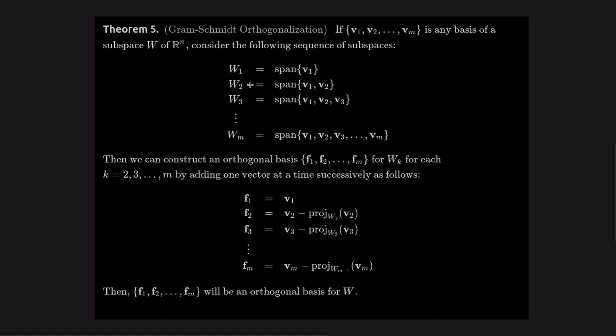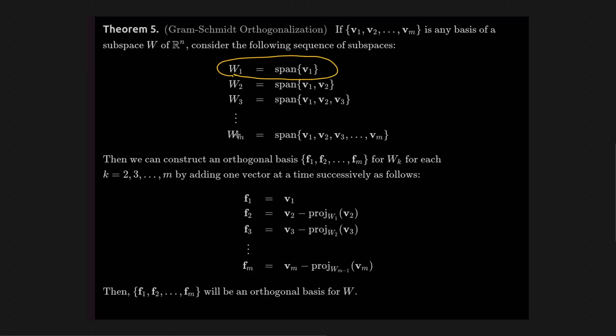What the Gram-Schmidt algorithm does is it takes any basis of a subspace, and from that we're going to construct an orthogonal basis for the subspace. We're going to do it sequentially, which means one step at a time. We're going to construct several subspaces that start small and then build up to the subspace we want. W1 is going to be a subspace equal to the span of only one of the vectors from our original basis.